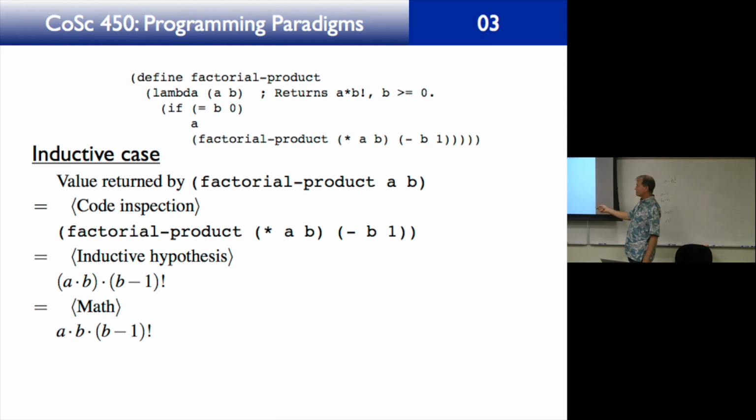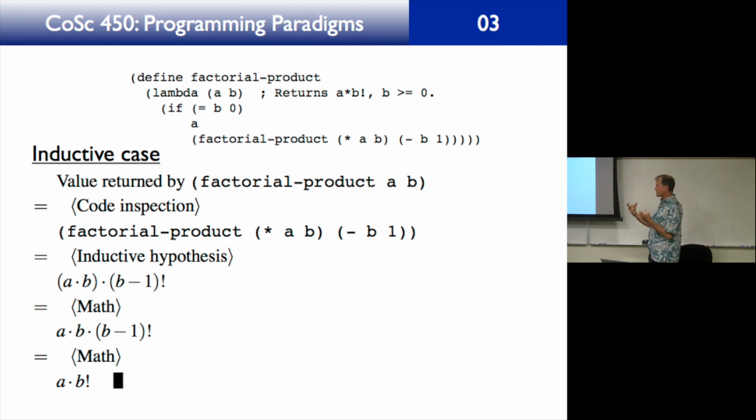Associativity of multiplication. And now, by what? By some more math. What's B times (B minus 1) factorial by math? B factorial. So that's A times B factorial, and we're done.